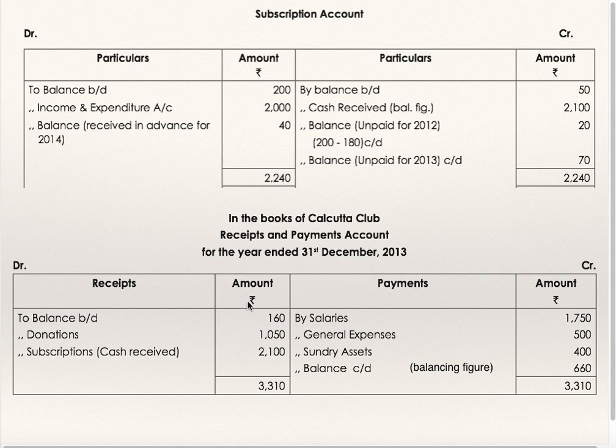Receipt payment account, debit side you are supposed to record receipts, credit side you are supposed to record payments. It starts with opening cash and bank balance, to balance brought down. It ends with closing cash and bank balance, by balance carried down. It records receipts on the debit side, whether they are of revenue nature or capital nature. It records payment on the credit side, whether they are of revenue nature or capital nature. Receipts and payments of current year as well as previous year as well as future years are recorded in receipt payment account.